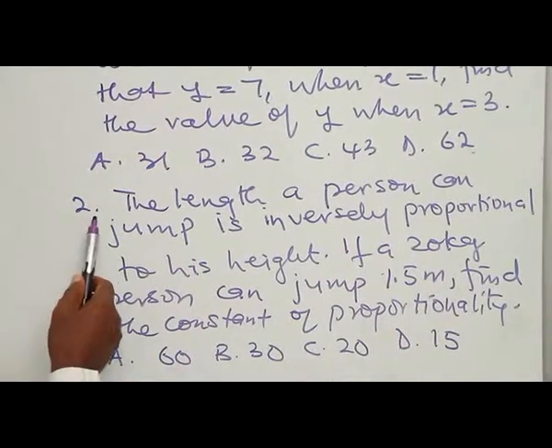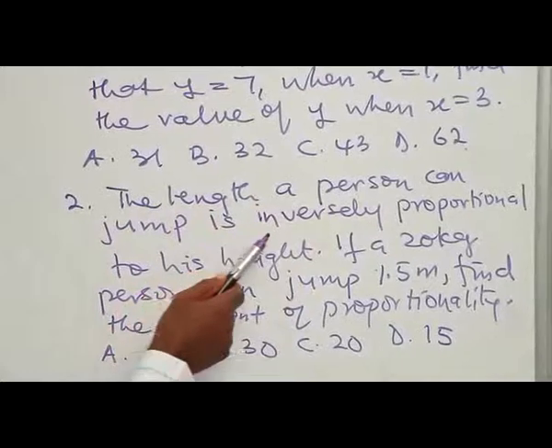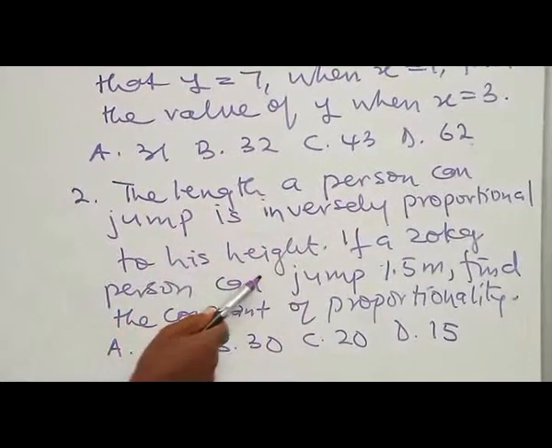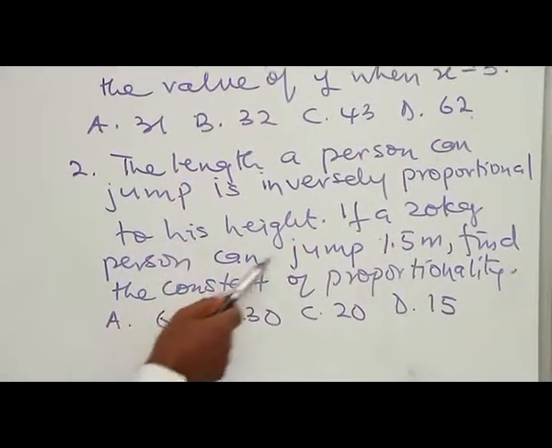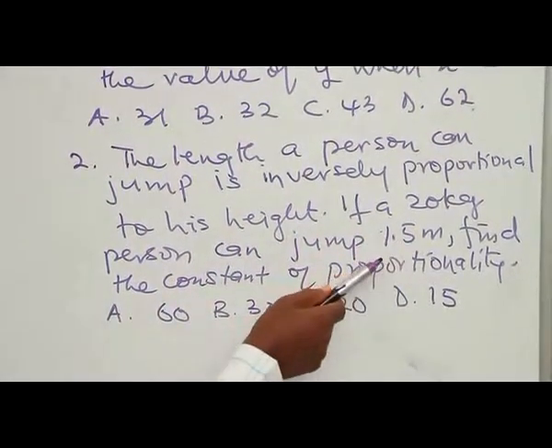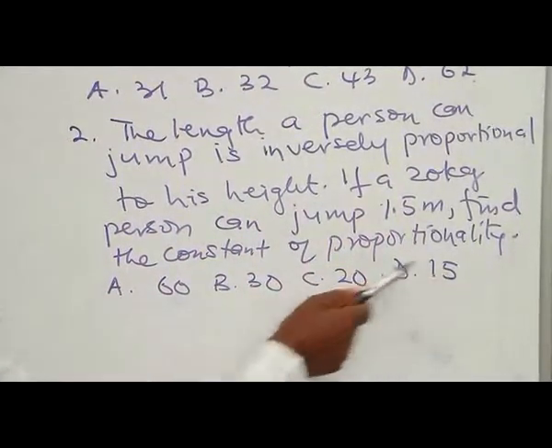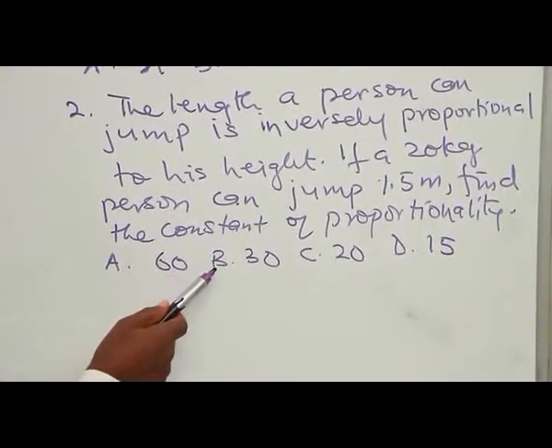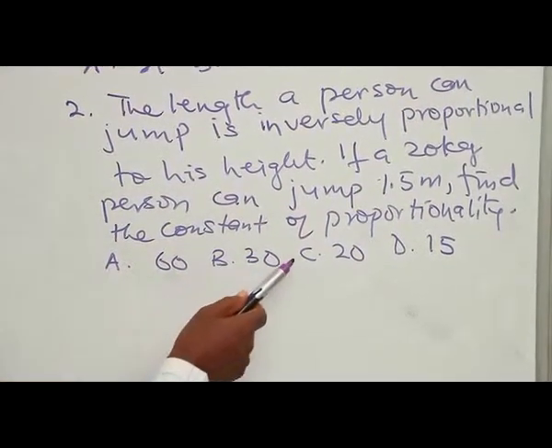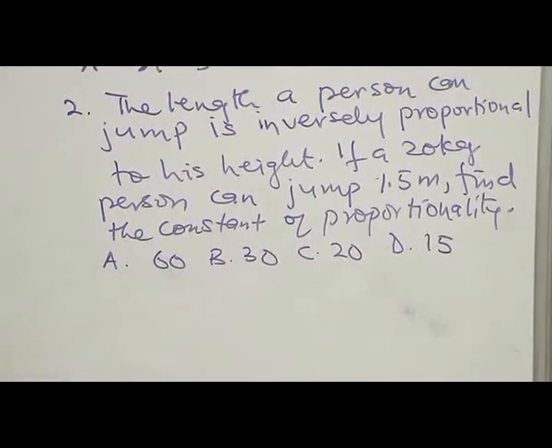Number 2, the length a person can jump is inversely proportional to his height. If a 20-kilogram person can jump 1.5 meters, find the constant of proportionality. The options are A, 60, B, 30, C, 20, and D, 15.